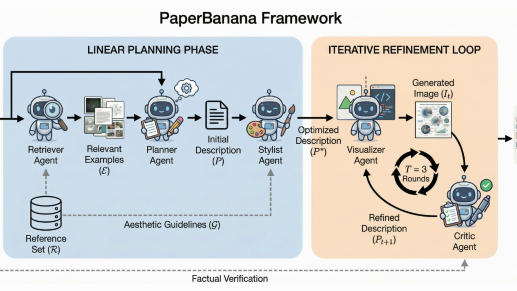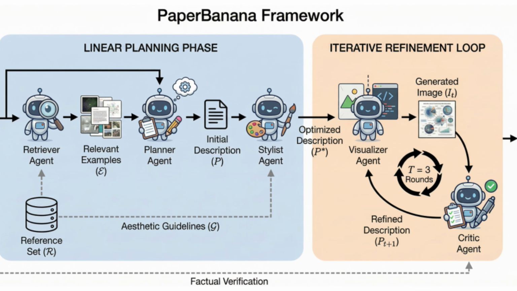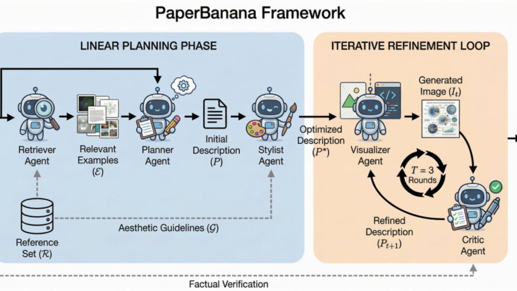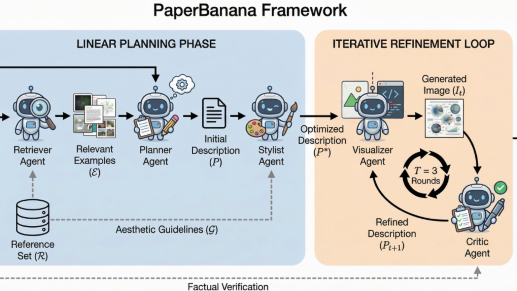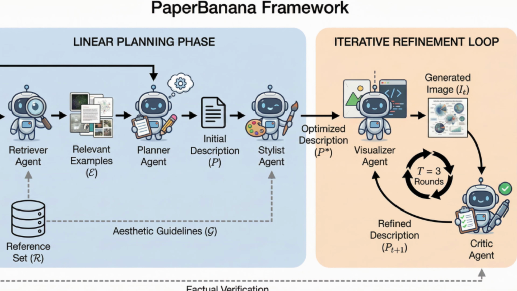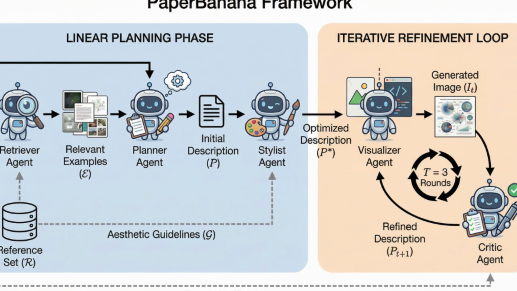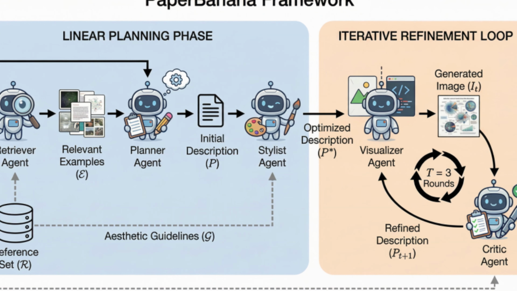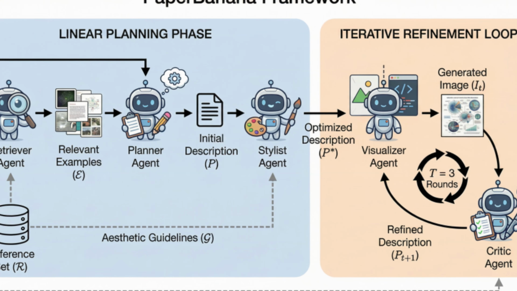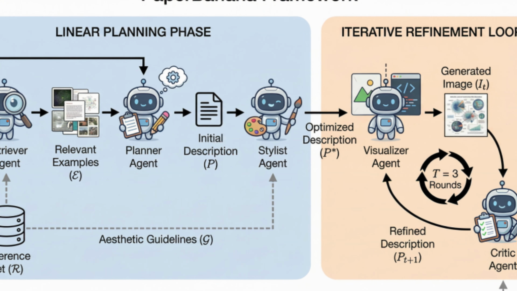Paper Banana takes a completely different approach. It uses five AI agents working together. One retrieves reference examples, one plans the entire layout, one applies design guidelines, one generates the image, and then the last one actually critiques the results and sends it back for revision. It's a generate, critique, refine loop.